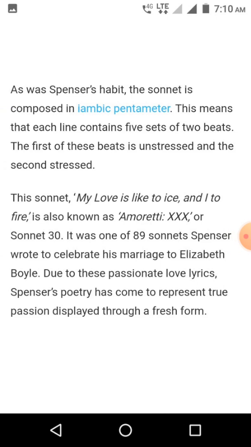This sonnet, "My Love is Like to Ice and I to Fire," is also known as Amoretti 30. This is sonnet number 30 from his collection of sonnets known as Amoretti. It was one of 89 sonnets. Amoretti is a collection of 89 sonnets composed by Edmund Spenser, who wrote them to celebrate his marriage to Elizabeth Boyle. Due to these passionate love lyrics, Spenser's poetry has come to represent true passion displayed through a fresh form.